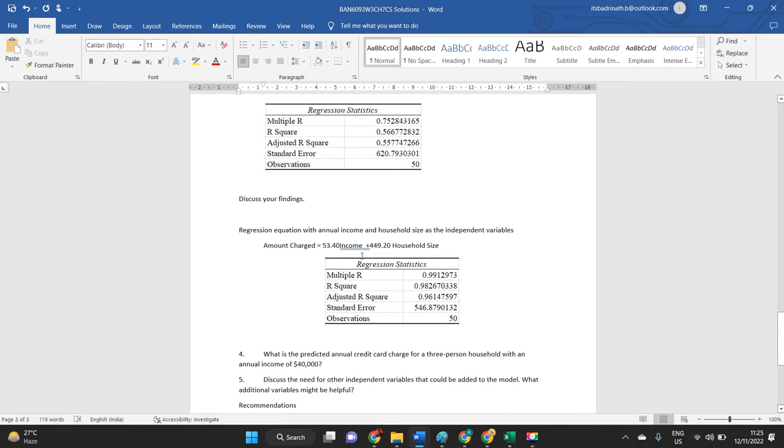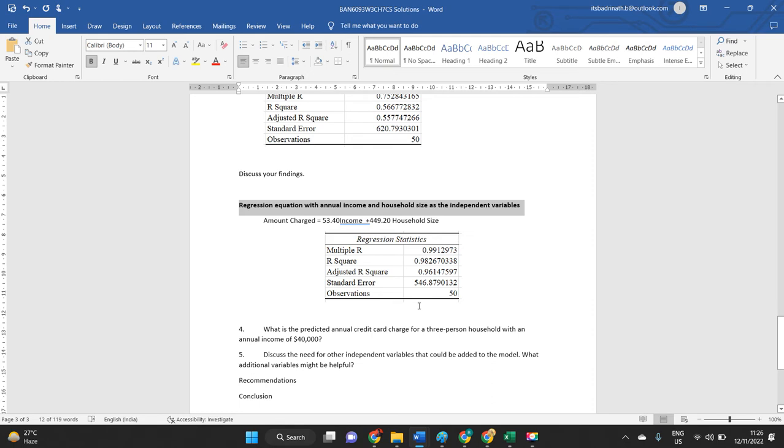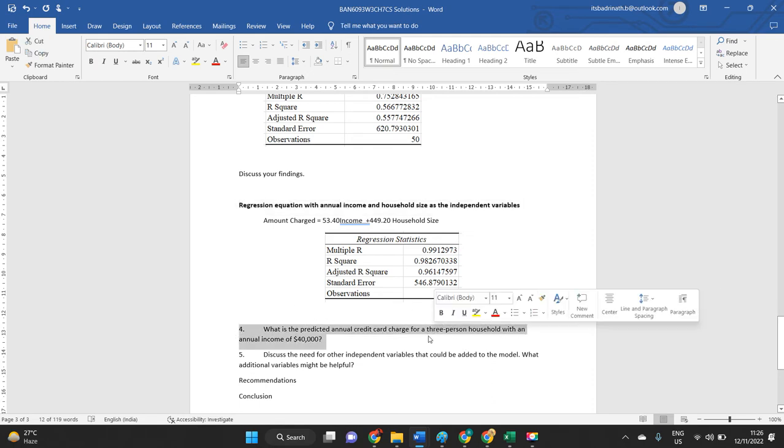When we collectively considered both the variables and analyzed it, it clearly shows that the accuracy value is 98.26%, which is a very high and excellent accuracy. This explains that when we give values of income and household size, it gives a more accurate credit card amount charged. So you try to interpret this one. This is a very simple interpretation that you can make. We have the equation also.